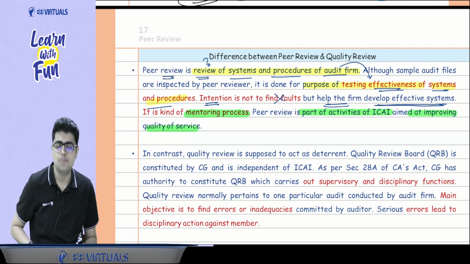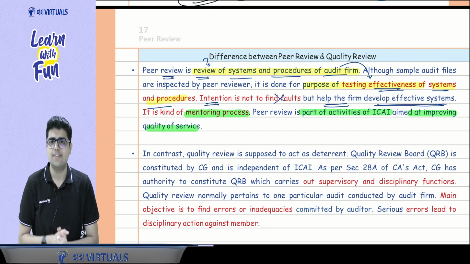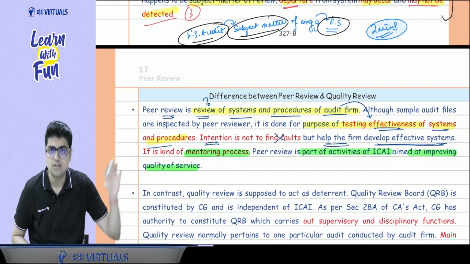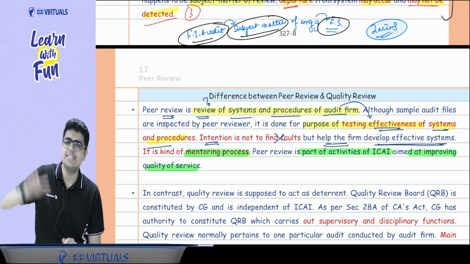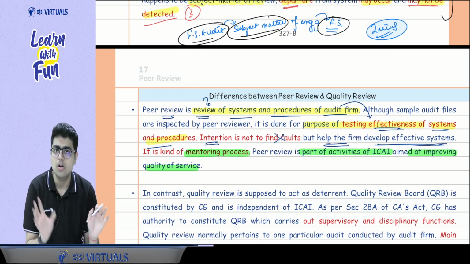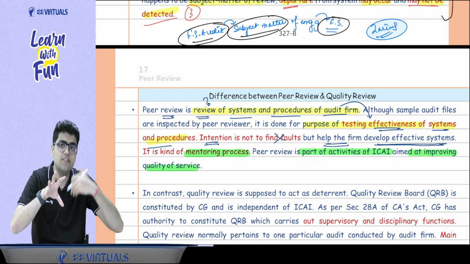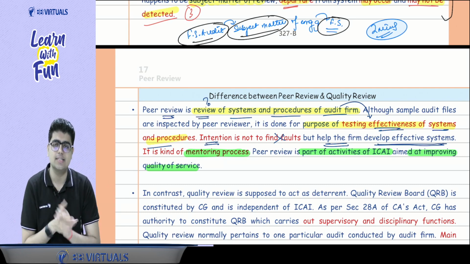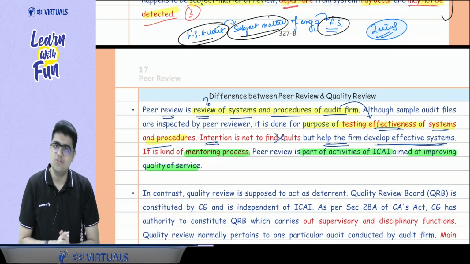I hope the peer review part is clear. Again, it is a review of the systems and procedures. Why, sir? To test the effectiveness of the systems and procedures. When you are testing the effectiveness, is your purpose to find out the faults and deficiencies? No. The purpose is to help the firm strengthen its systems. Mentoring process, improving their quality of service.